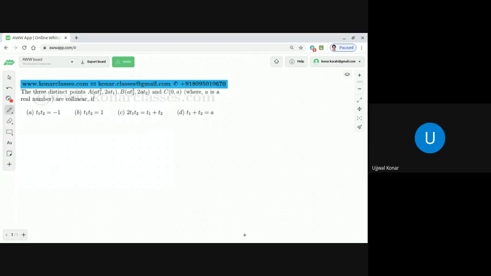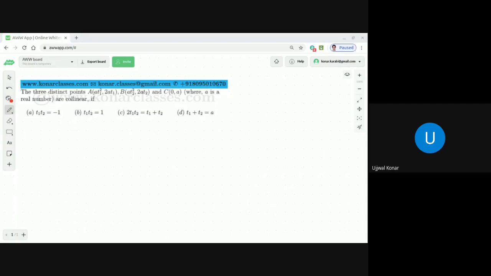Okay, the question is that the three distinct points A(at1², 2at1), B(at2², 2at2), and C(0, a), where a is a real number, are collinear if, and which of the following four options has to be satisfied. So let me perform this solution slowly. You can also do it, and if you know how to do it faster than me, you can, because I need to explain to everyone.